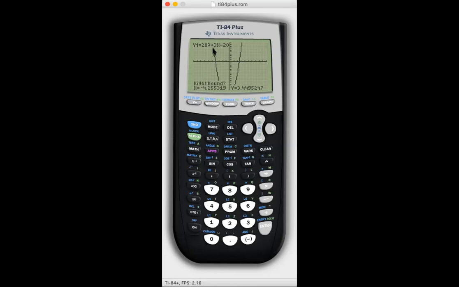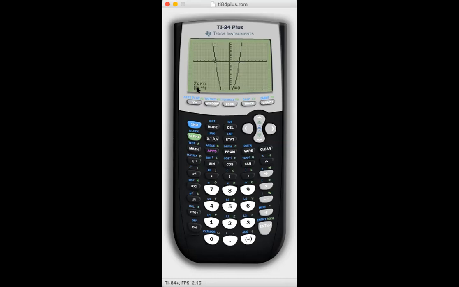Then it's going to think that is the left-hand side of your bound. Now it's going to ask you, where is the right bound, meaning where is the right-hand side that encloses the zero? So remember my zero is right here, so I want to be on the right of it, which means just below. Okay, so this is pretty good. I'm right below that zero. So I click enter. The next thing it says is guess, meaning can you tell me where you think it is? It really doesn't matter, just click enter again.